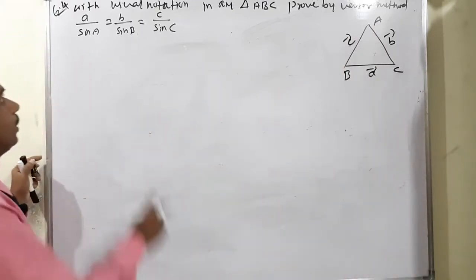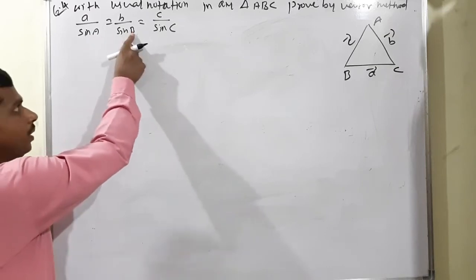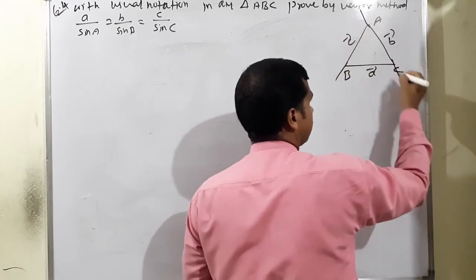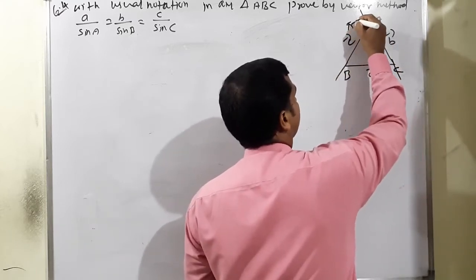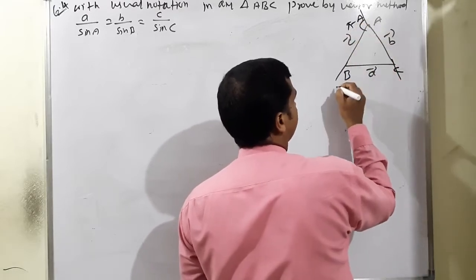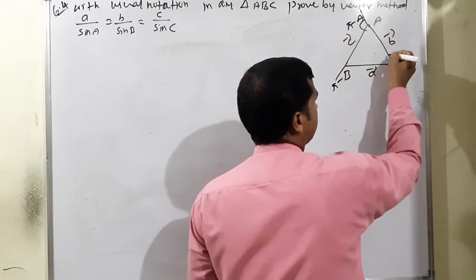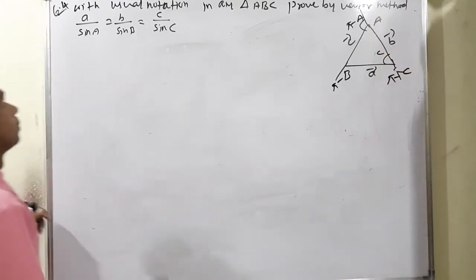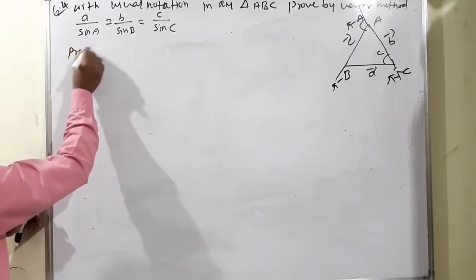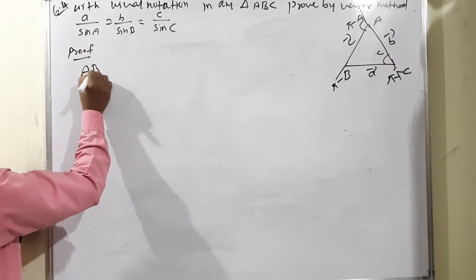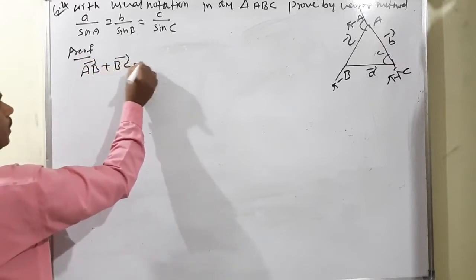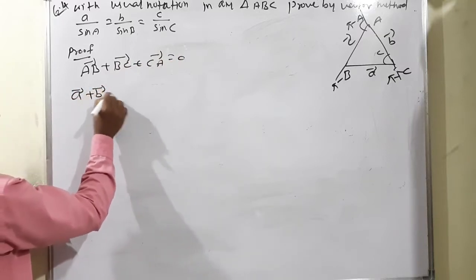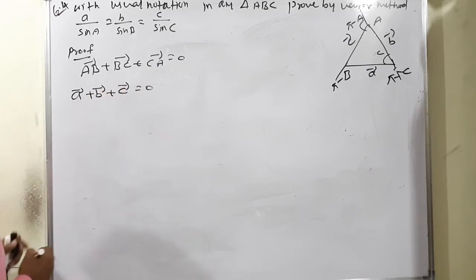So look at there, we need angle A, angle B, and angle C also. So each and every side we have to extend. The exterior angle is definitely pi minus A, pi minus B, and pi minus C. So the first condition: AB vector plus BC vector plus CA vector is equal to 0, which means a vector plus b vector plus c vector is equal to 0.